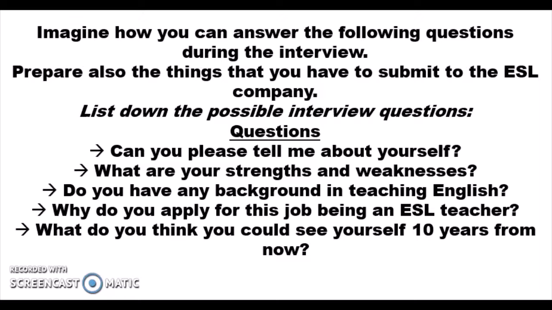So I listed down the possible interview questions. Here are the questions that you could probably answer during the interview, such as: can you please tell me about yourself? What are your strengths and weaknesses? Do you have any background in teaching English? Why do you apply for this job as an ESL teacher? And where do you see yourself 10 years from now?